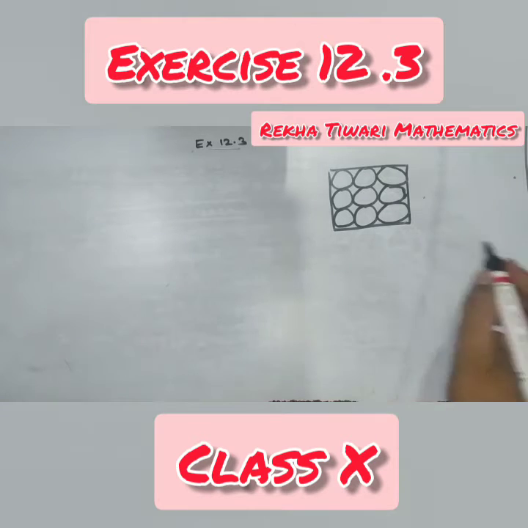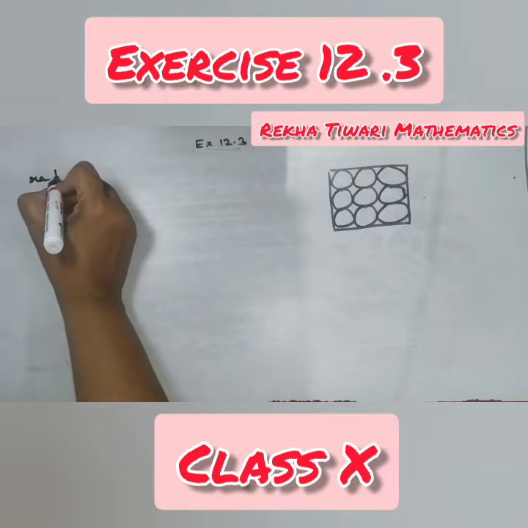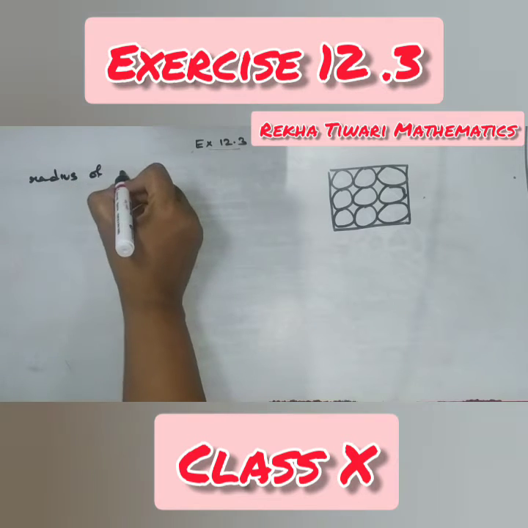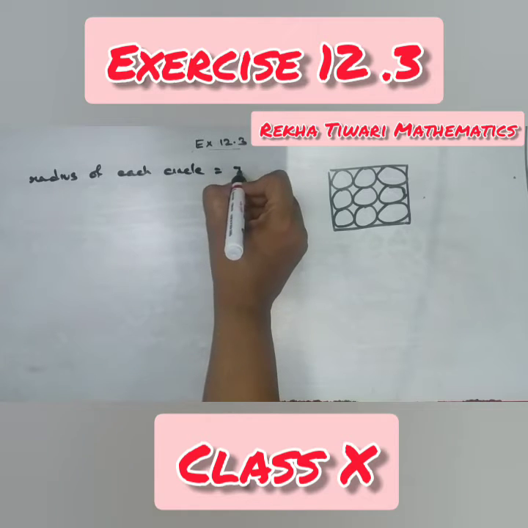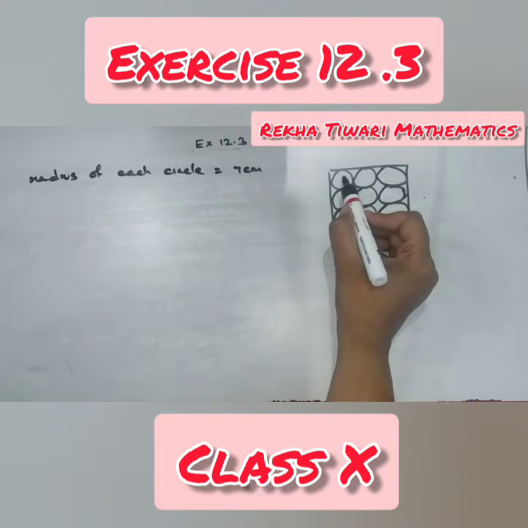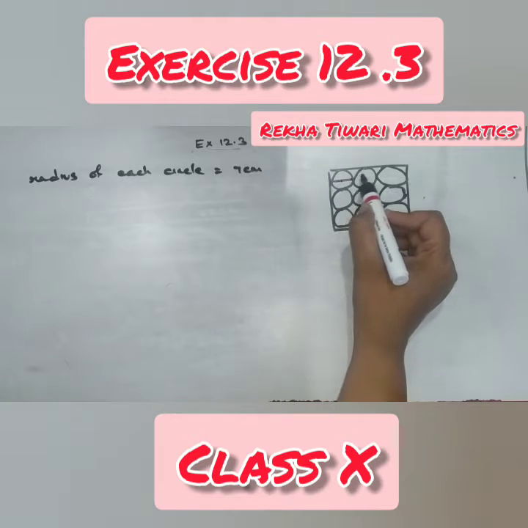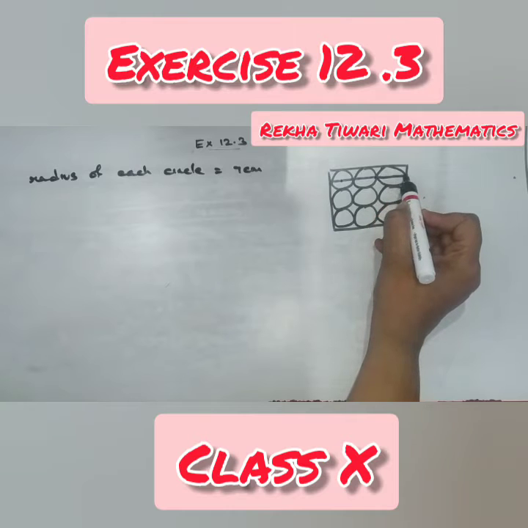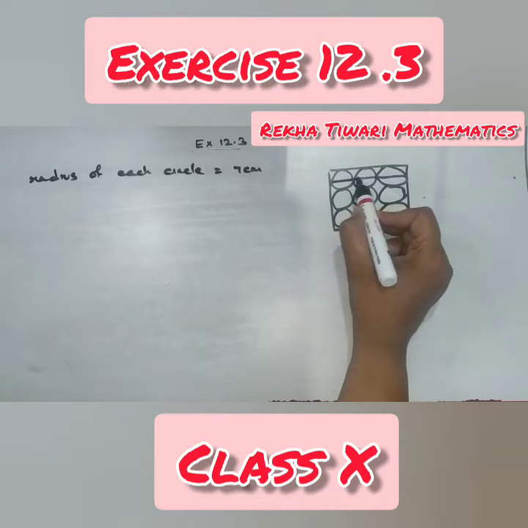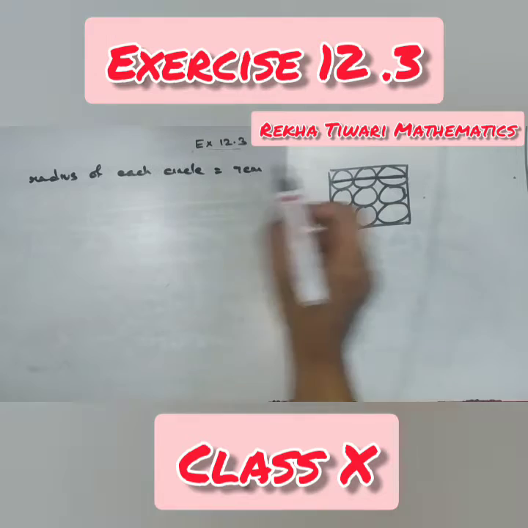Okay, what is given to you? The radius of each circle is given. Radius of each circle is equal to 7 centimeter. Now look here. The radius of this circle is 7 centimeter. What is the diameter become? 14. Similarly, the diameter of this circle is also 14. The diameter of the third circle is also 14. And it becomes the side of the square.